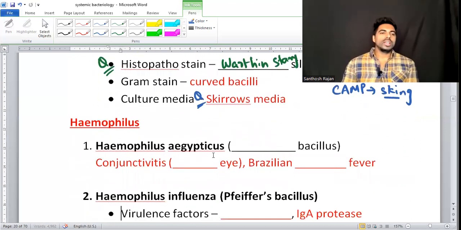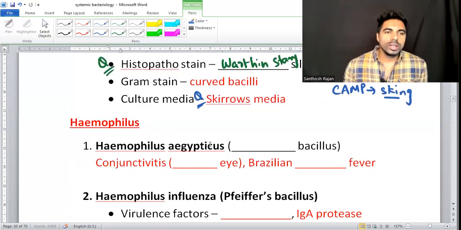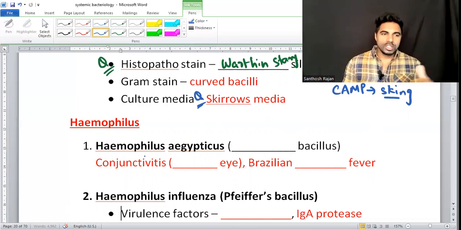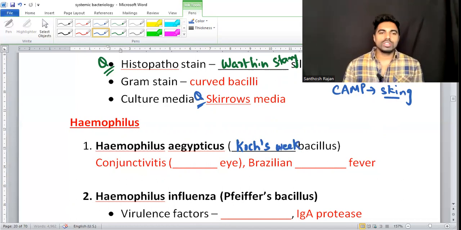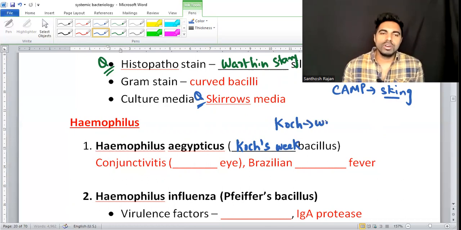Now let's go to the individual ones. When you talk about Haemophilus aegyptius, what are the things we are going to talk about here? The first one, Haemophilus influenzae, is next. First, let's talk about aegyptius. What do we have to remember about aegyptius? I said, who is going to Egypt on weekdays, for a party? Cox. Cox bacilli, okay? Cox-Weeks bacilli. We call this Koch-Weeks bacillus. Where does Mr. Cox go on weekdays and weekends? He goes to Egypt. He goes to Egypt and also to Brazil.